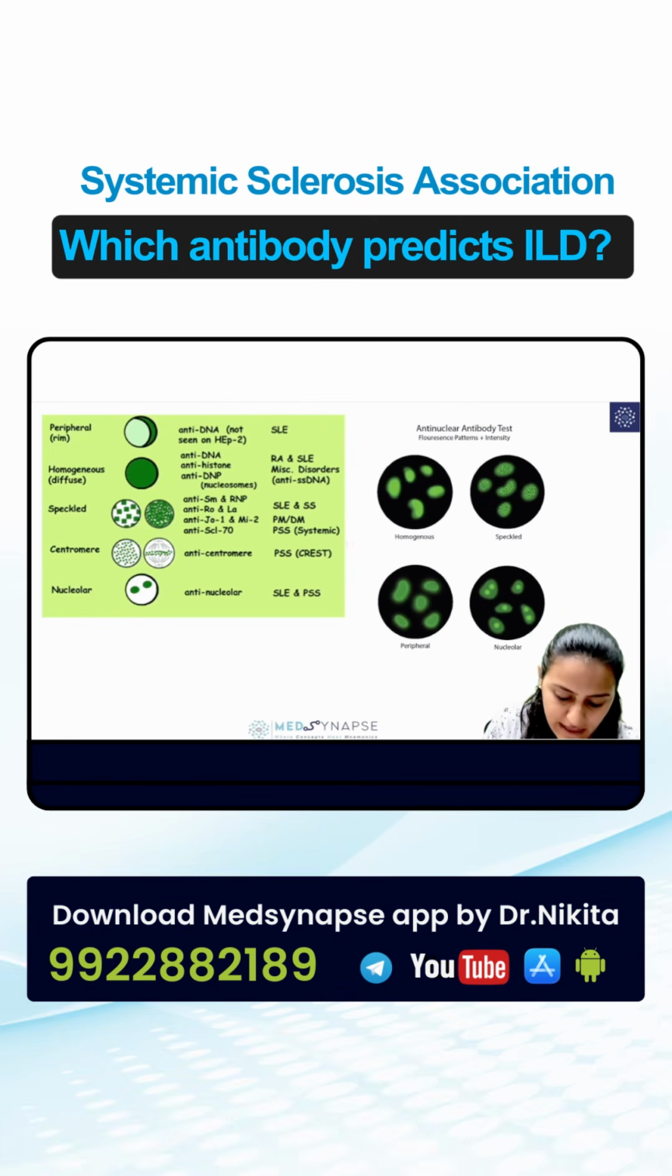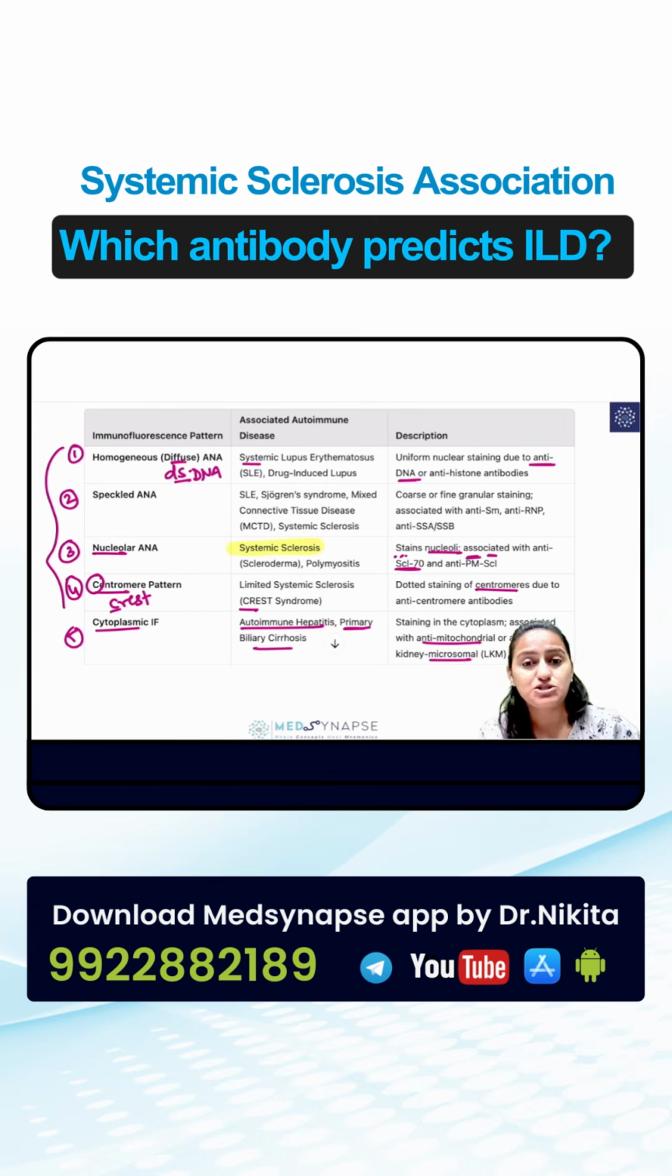Okay, let's have a look at the image. Peripheral type, homogeneous diffuse type, at least remember anti-dsDNA and antihistone here. Then centromere is going to be CREST, right? And nucleolar is going to be systemic sclerosis. How does nucleolar look? You will see big circles, 2-3 of them, right? The nucleolar ones are going to be bigger circles, like a nucleolus. And this is the peripheral pattern, this is the homogeneous pattern, and speckled is small dots. Okay, so this is what you need to remember here.